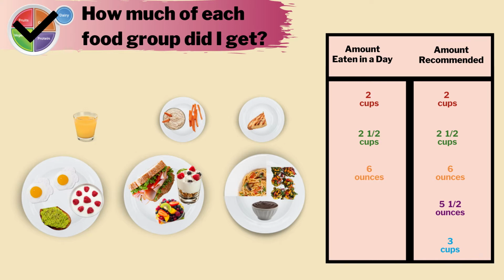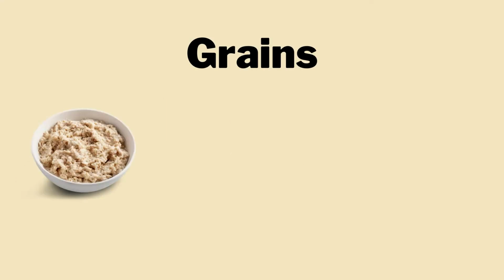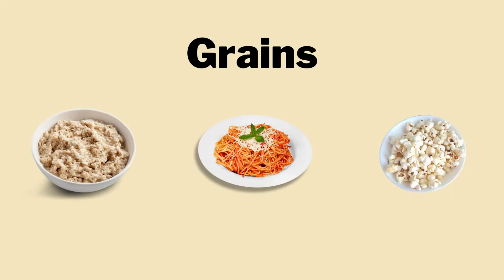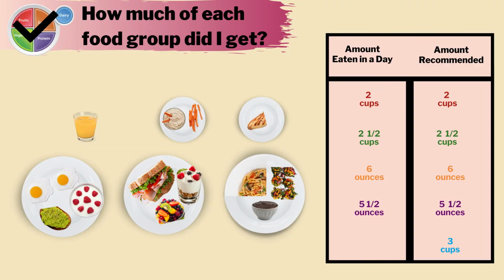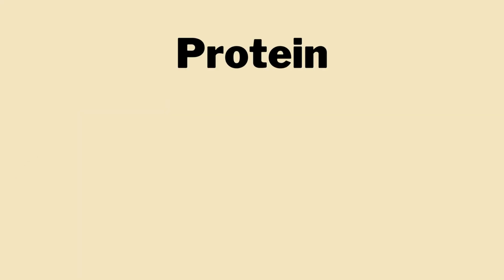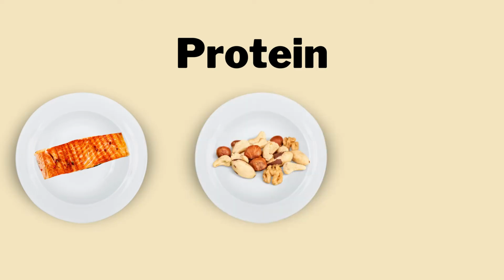For the grain food group, the bread from my breakfast and lunch, granola from the yogurt parfait, and pasta from my dinner gave me a total of 6 ounces. Other possible sources of grains you can include are oatmeal, whole grain pasta, and even popcorn. For the protein food group, the eggs from breakfast, meat from the sandwich, chicken for my dinner, and hummus for my snack gave me 5.5 ounces in total. Other options for sources of protein you can choose include fish, nuts, and legumes.